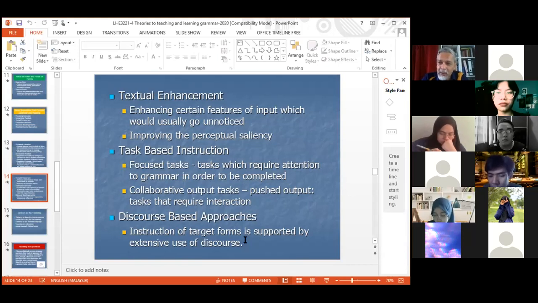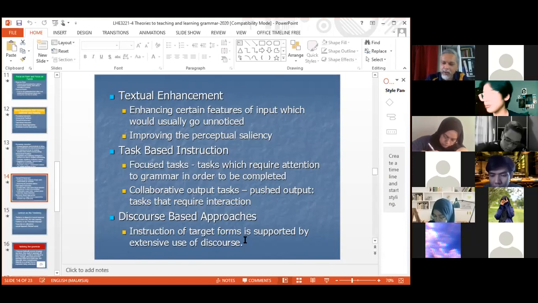Okay, so in other words, because a text is discourse, you can support your teaching of target forms by getting them to read a lot of text, depending on the target form that you're interested in. Past tense, obviously, lots of stories. You'll have a lot of stories which have a lot of past tense.